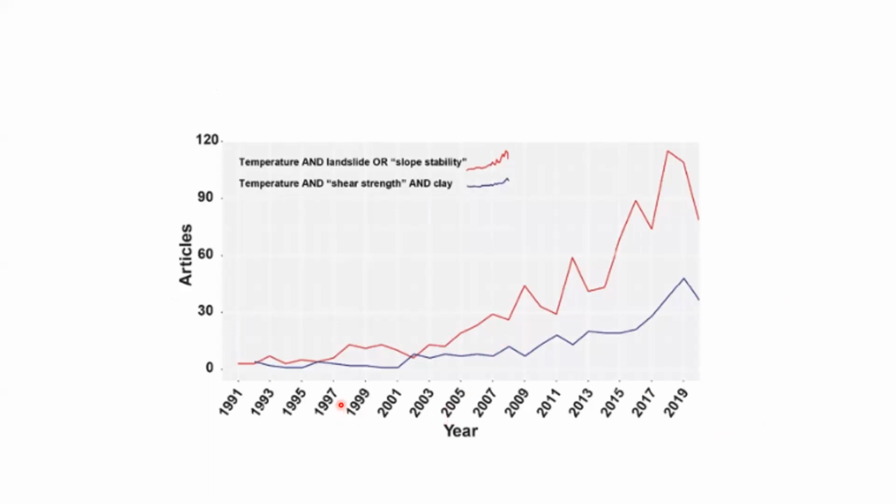Now, this is the number of papers published, searched year-wise from 1991 to 2019. These are the keywords that have been used: temperature, landslide, slope stability, right? Temperature, shear strength, and clay. Now, these are the Boolean operators that have been used. Temperature and landslide, so they are both combined, or slope stability. So when you have temperature and landslide or slope stability, it is either this or this, right? So this is the number of articles that have been found. Now, when you have temperature and shear strength and clay, this is the number of articles that the author has found, right?